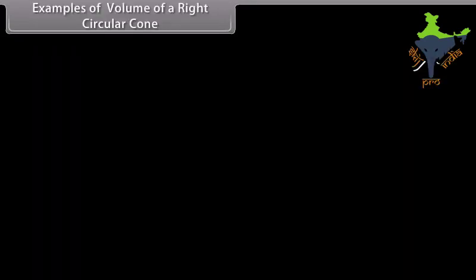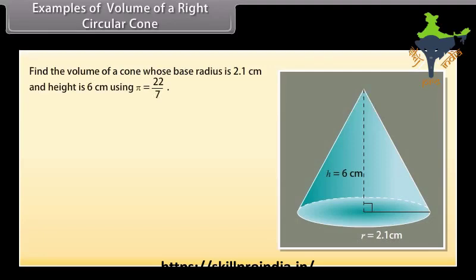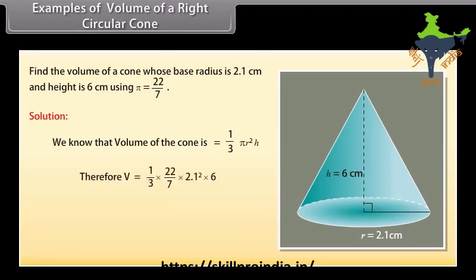Examples of volume of a right circular cone. Let us now solve an example. Find the volume of a cone whose base radius is 2.1 cm and height is 6 cm, using pi as 22/7. Solution. We know that volume of the cone is 1/3 pi r² h. Therefore, V is equal to 1/3 into 22/7 into 2.1² into 6, which is equal to 27.72 cm³.